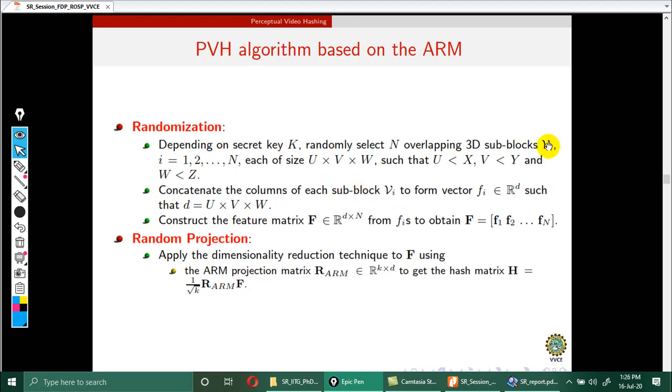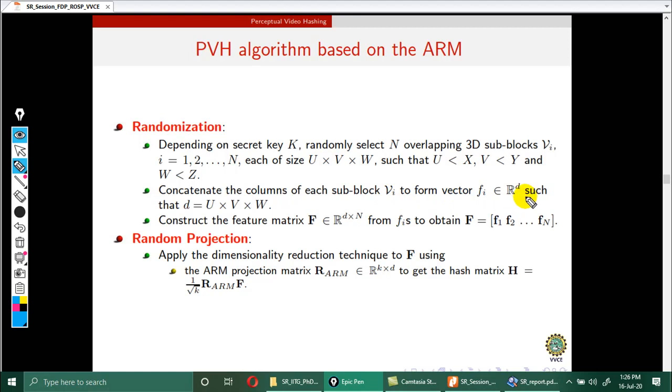So n subblocks, each of size U, V, W. Remember, U, V, W is much smaller than X, Y, Z. So U is less than X, V is less than Y, and W is less than Z. Now we have got each subcube. This subcube is then drawn as a line, so we are making it a single column vector. Concatenate the columns of each subblock to form a vector.